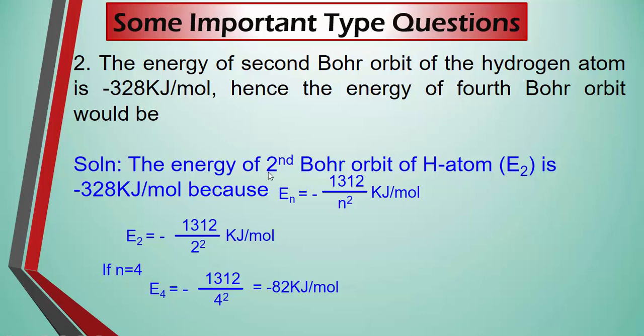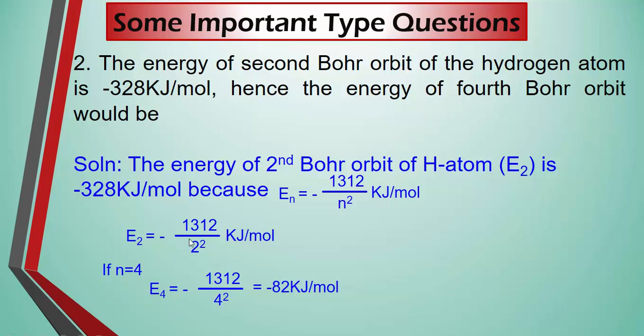That's it. Okay. The energy of the second Bohr orbit of the hydrogen atom, that is E2, is given to us as minus 328 kilojoule per mole. And how we got this minus 328 kilojoule per mole is by using this formula. That means this is a formula that we can use for calculating the energy of any orbit. n is any orbit, the nth orbit in Bohr's model of atom, and En will be equal to minus 1312 divided by n square. n indicates the number of the orbit from the nucleus, and the unit of expression is kilojoule per mole.